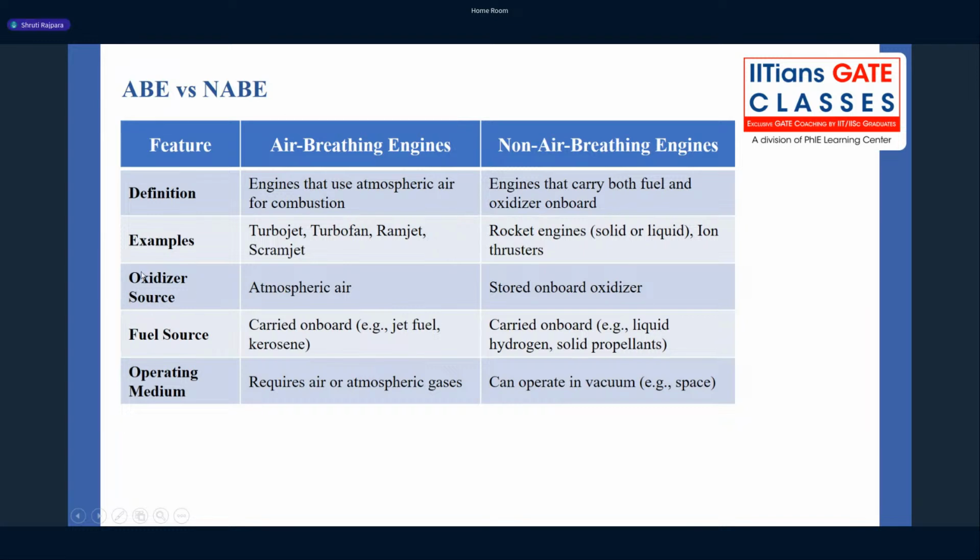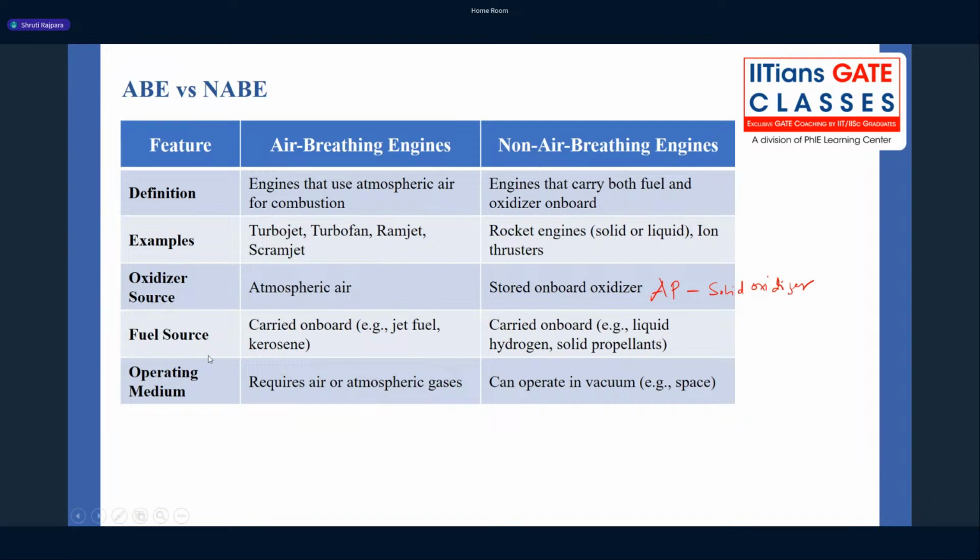Coming to the other feature, that is oxidizer source. As we discussed, the oxidizer source for an air breathing engine is atmospheric air, whereas in a non-air breathing engine it is stored on board. For example, ammonium perchlorate is a solid oxidizer example. All these things you can just physically see in the engine and differentiate. So these are very basic differences that I'm sharing.